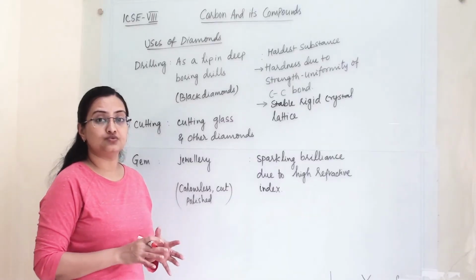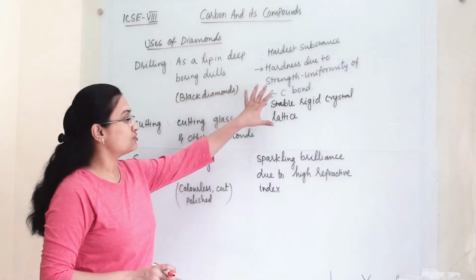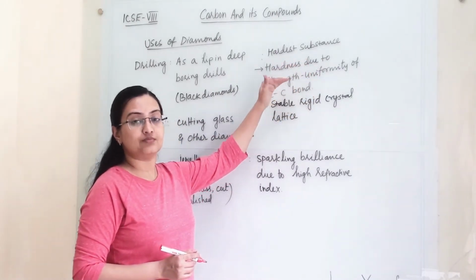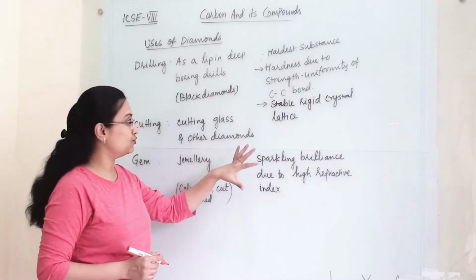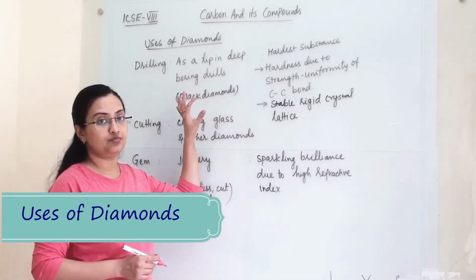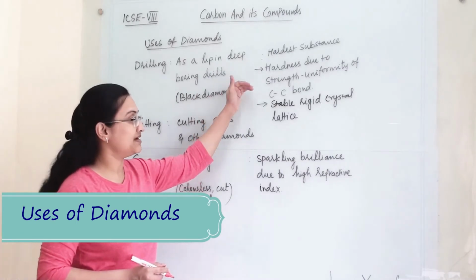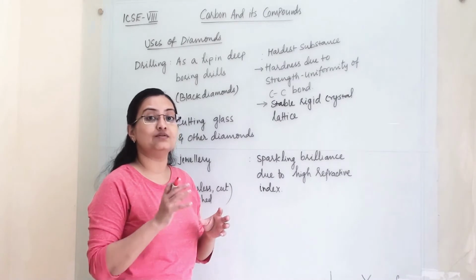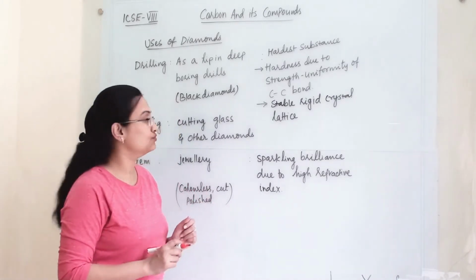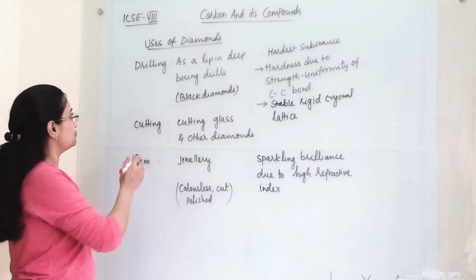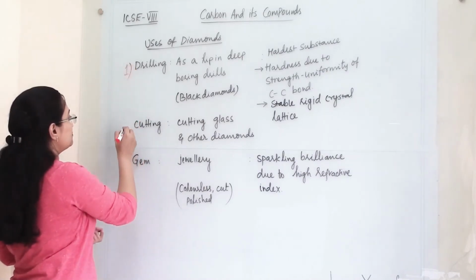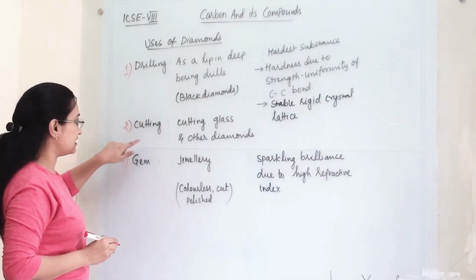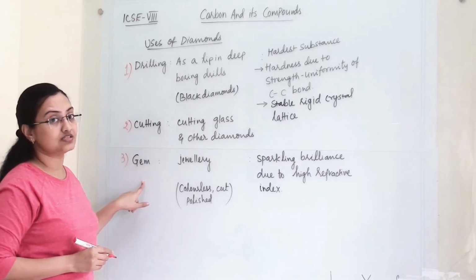Here we are discussing uses in detail because it also gives us a reason for that. This can be asked as a reason question for 1 mark or 2 marks: why is diamond used in a particular activity? There you have to mention that because of its structure or its arrangement, this is the main reason behind that use. So let us start with the first use, that is drilling. Here we are going to discuss 3 main uses. First is drilling, second is cutting, and third is using it as a gem.